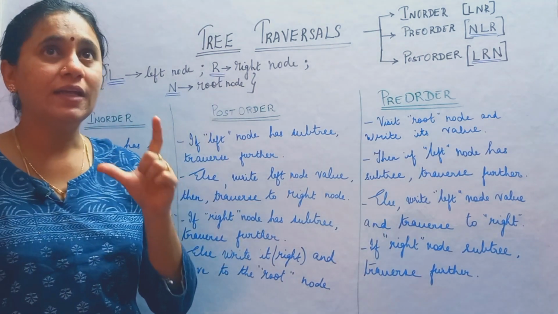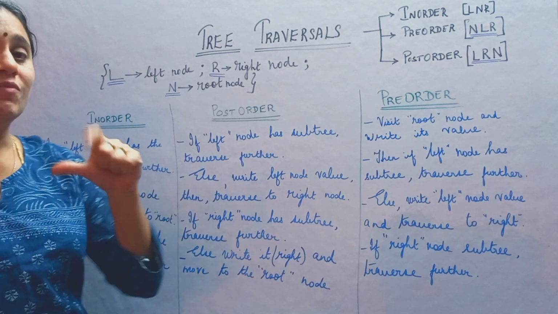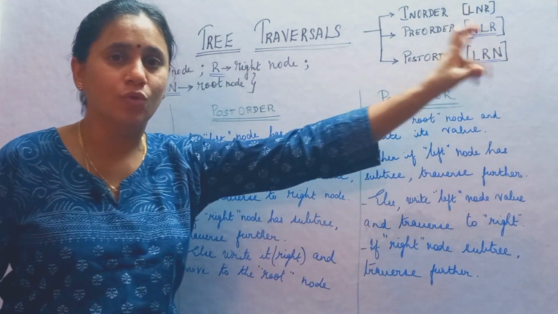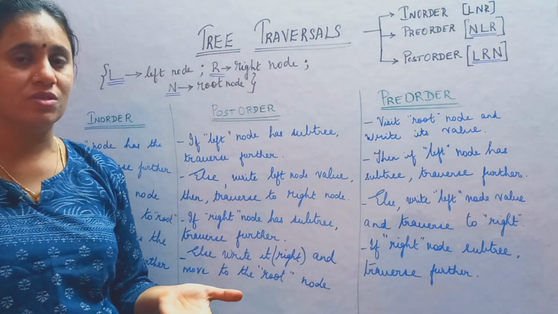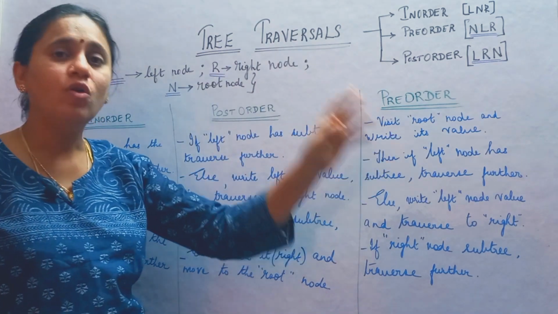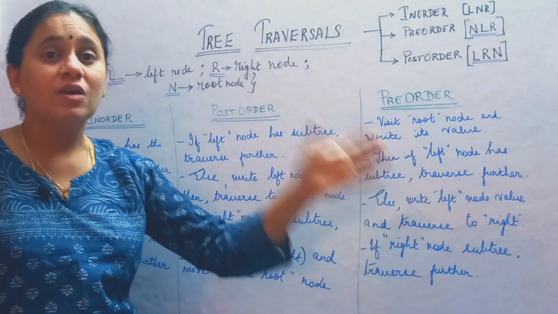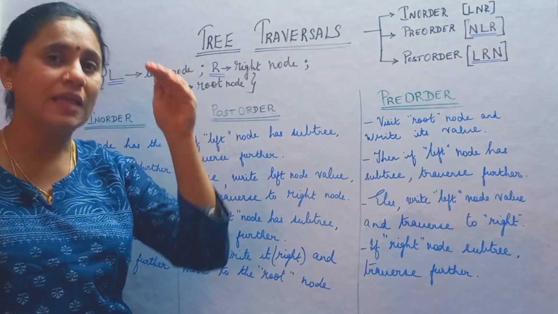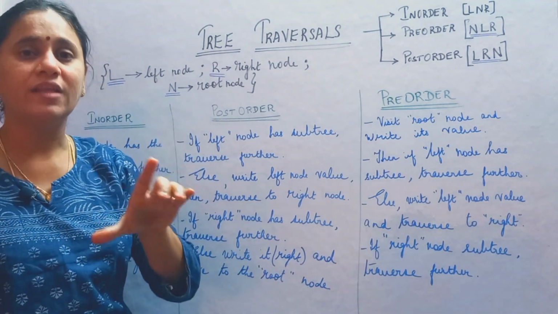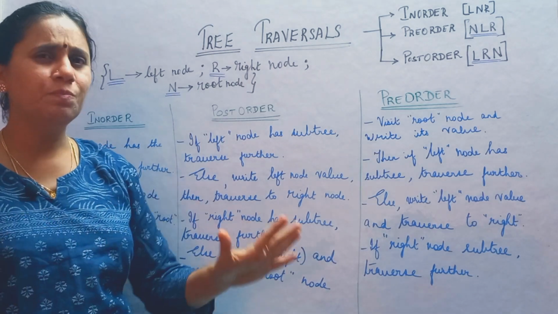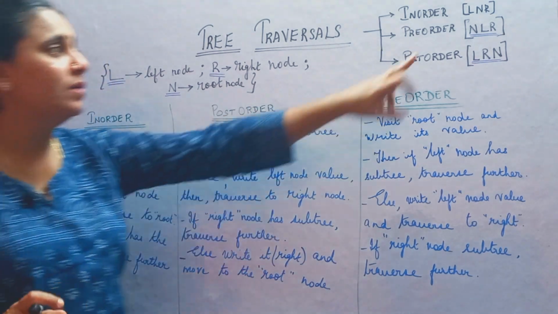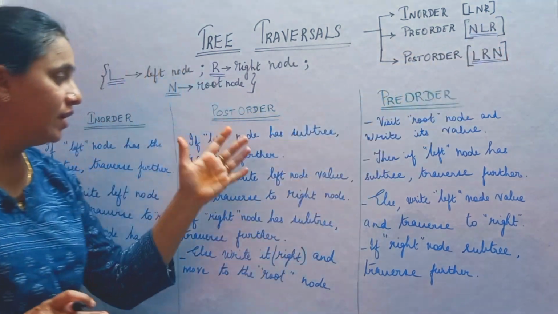Another hint I want to tell you is, once I traverse a root node, I must write the value, friends. So if you reach the root node, write the value. If I traverse a left node or right node, I must check whether there is a subtree. If it is so, move further. Otherwise, write the left node value. Simple.